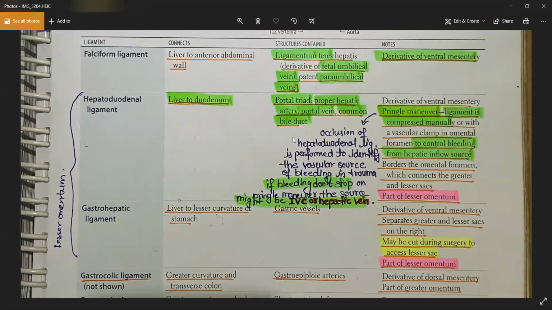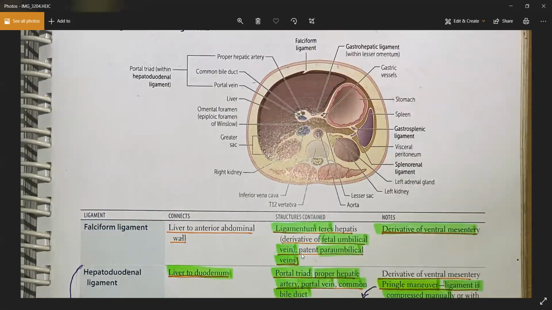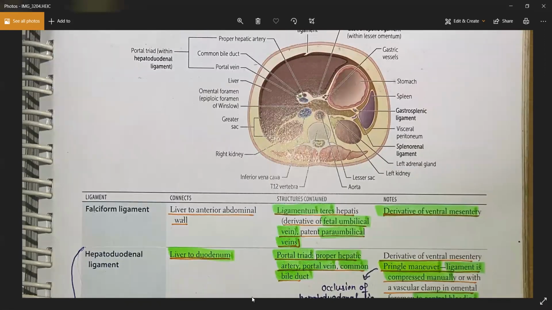I think that's all about the gastrohepatic and the hepatoduodenal ligament. Any doubt? No, thank you. Yes. Okay, and yeah, just give me a second.